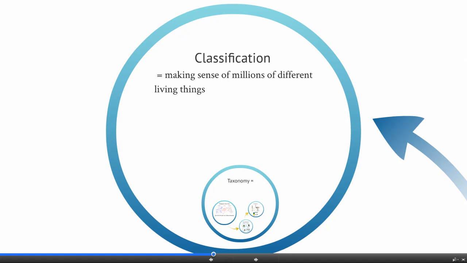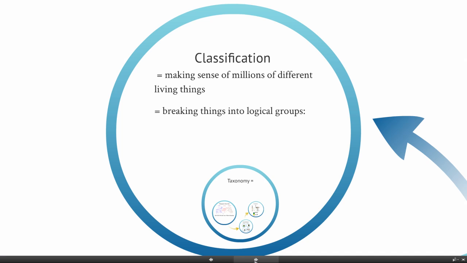Human beings use classification to put things into logical groups. If you think about having 10 million species on the planet, that's a number that's just too big for us to understand. So we need to somehow put things into logical groups so that they make some sense, and we can make order of all of the diversity around us.